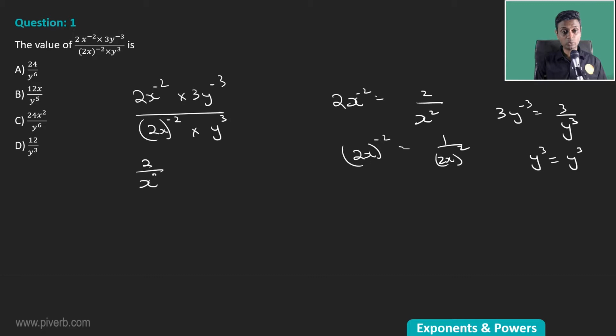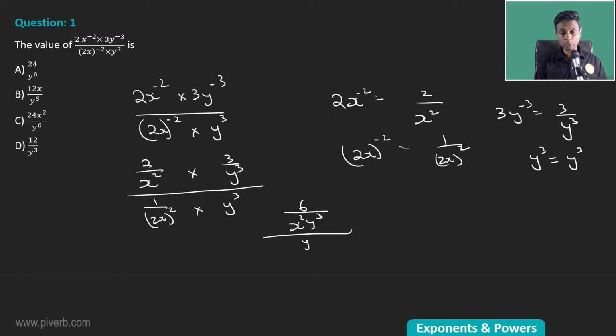Fine. So this is 2 by x square into 3 by y cube by 1 by 2x the whole square into y cube. And so this is 2 into 3 is 6 by x square y cube by y cube by 4x square. So 6 by x square y cube into 4x square by y cube.